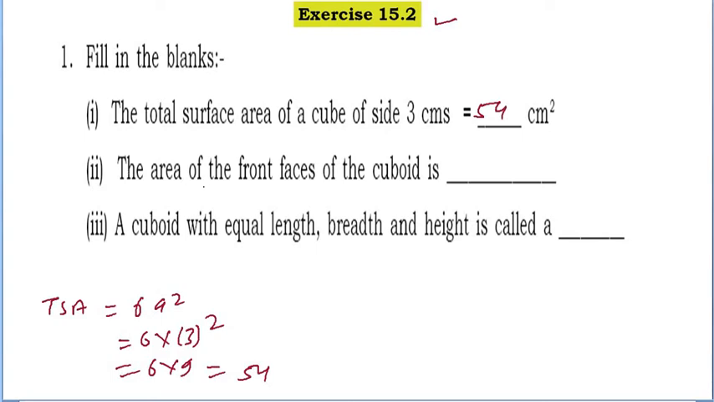The area of the four faces of the cuboid. Four faces of the cuboid, so it is 2(L + B) into H. So that is the formula. Now a cuboid with equal length, breadth and height is called a cube. So that is the fill in the blank. You can fill very easily.